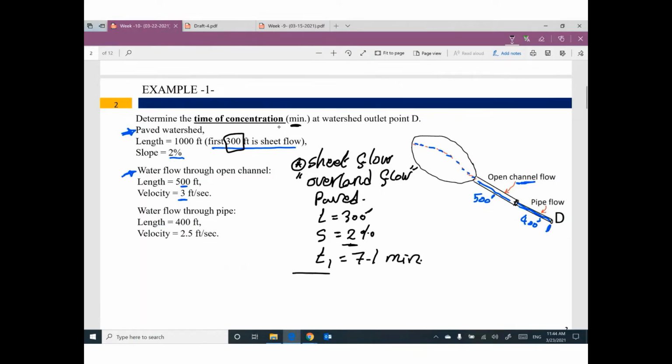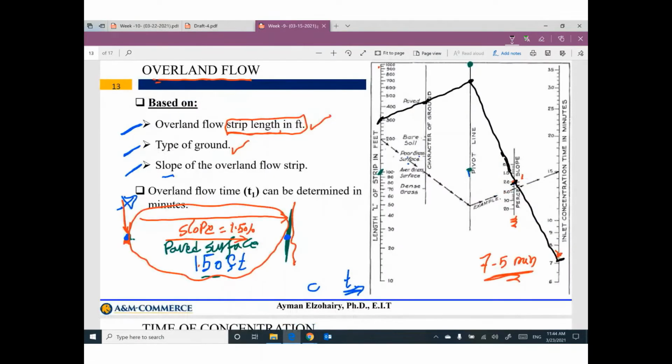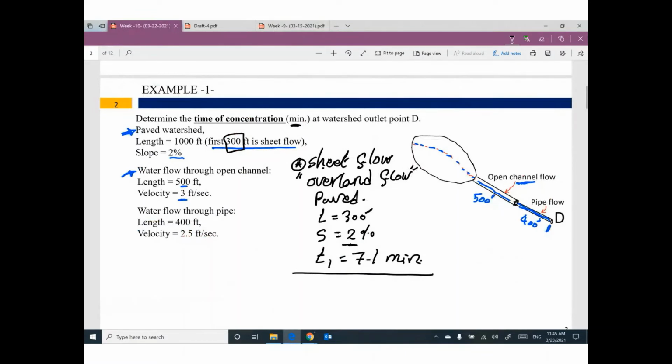It's very easy. Piece of cake. You just need to figure out the length and the type of surface, draw a line to the pivot point, then use the slope and draw another line to figure out the time T1, if you have overland flow, sometimes called sheet flow.